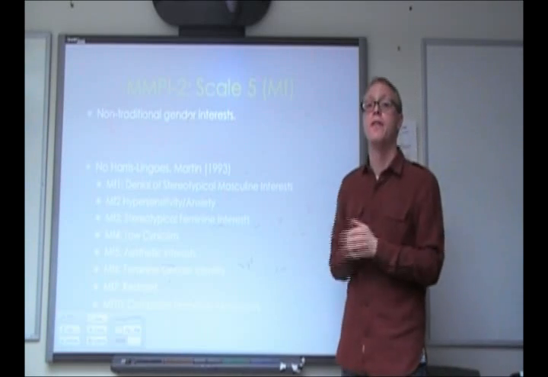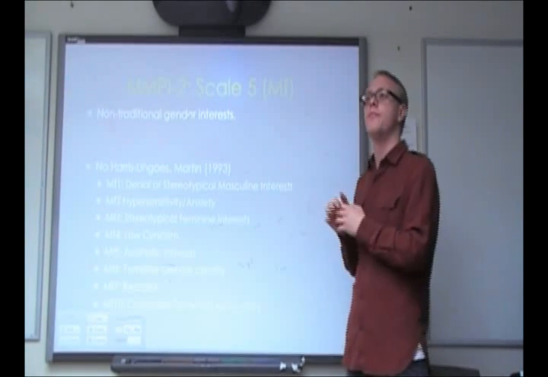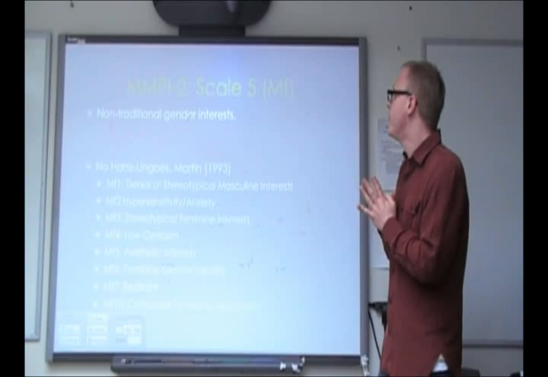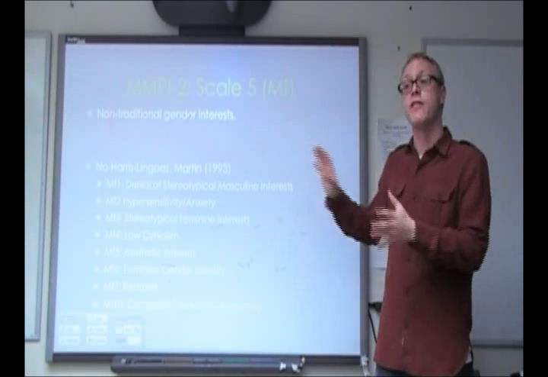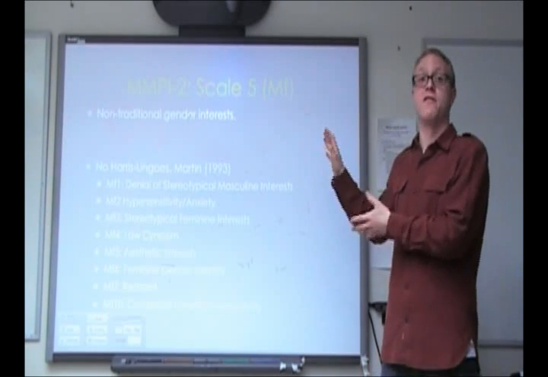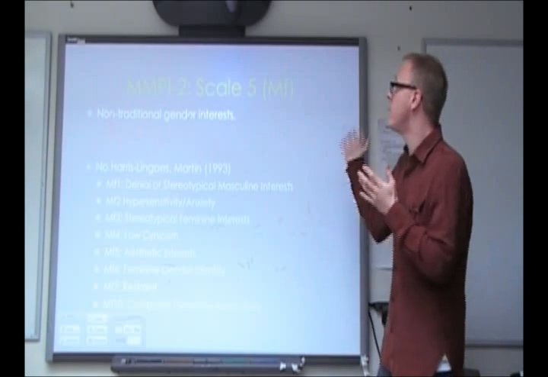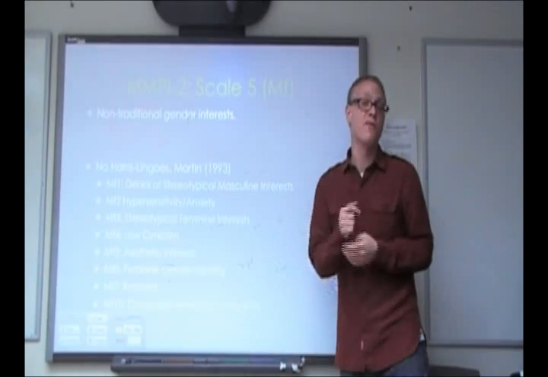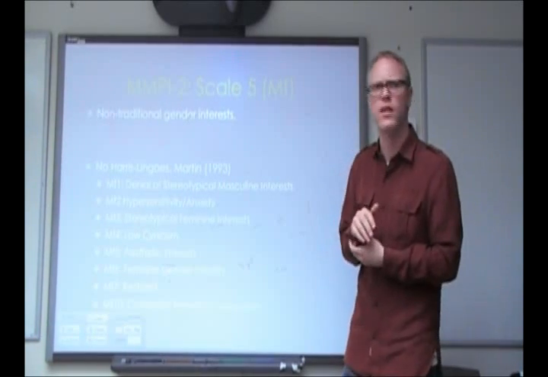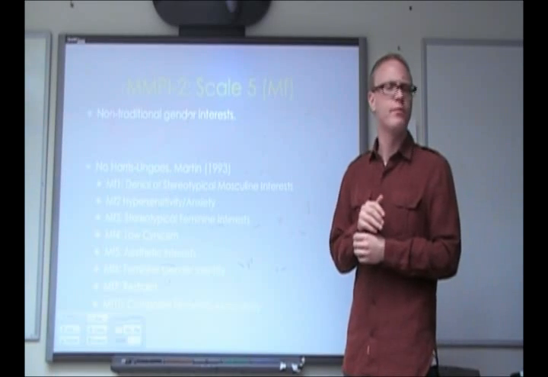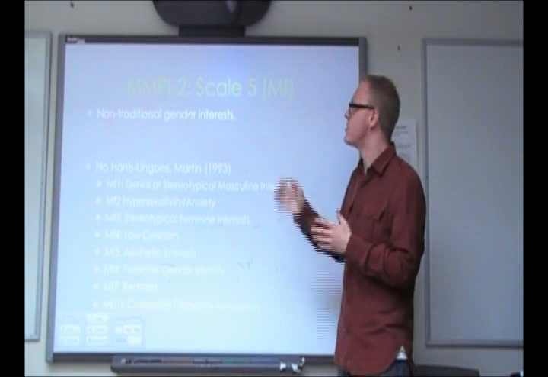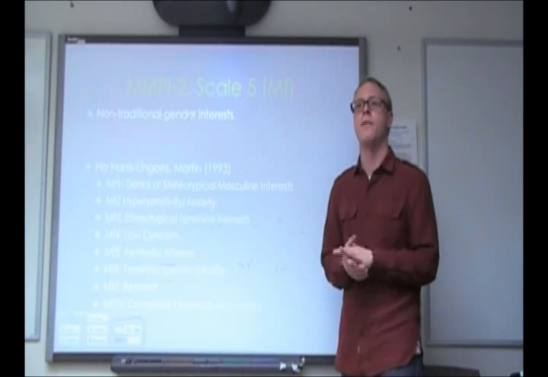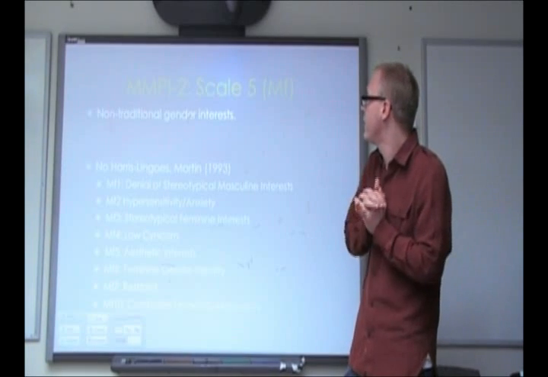Then there's scale 5, which is really easy to ignore because it's not that validated and it's sort of pointless. All it measures is non-traditional gender interest. When it was developed in, I think, the 1970s, it was supposed to be a measure for homosexuality, back when that was a disorder that you wanted to look at.